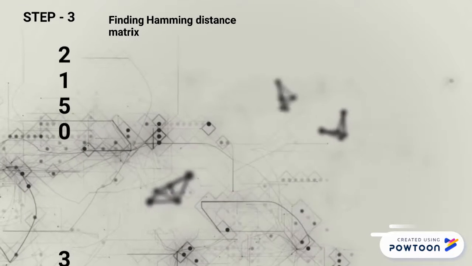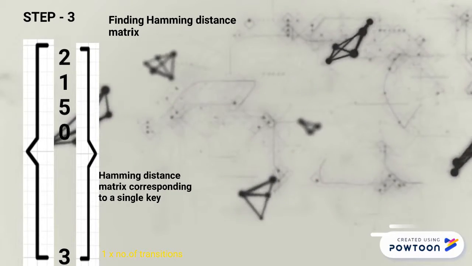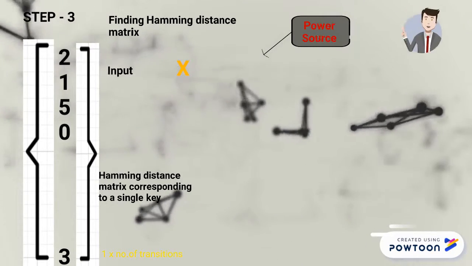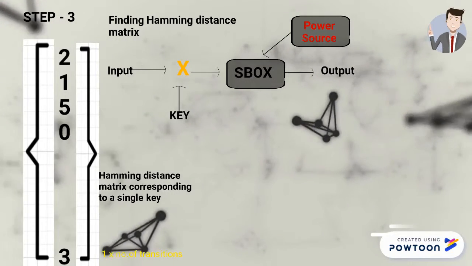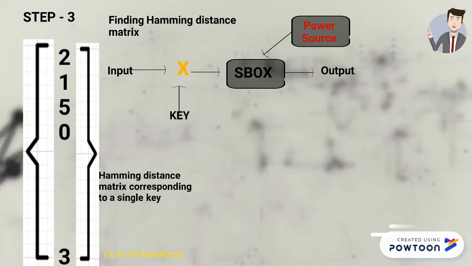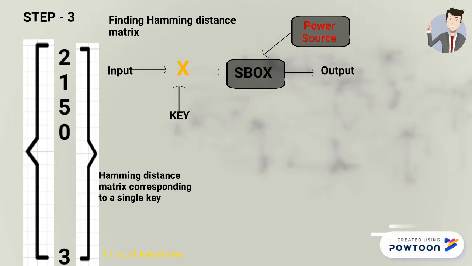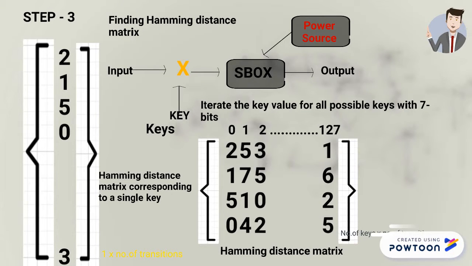Now, as mentioned earlier, the last step involves finding out the Hamming distance matrix. The Hamming distance matrix corresponding to a single key was shown, and in the same way, we have to iterate the key values for all the possible keys with 7-bit input.